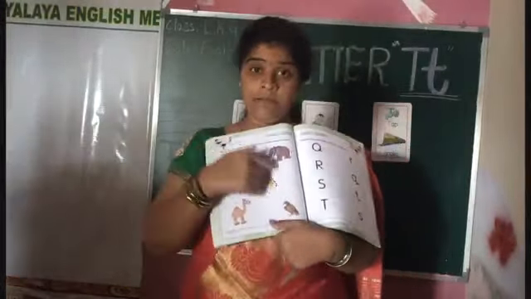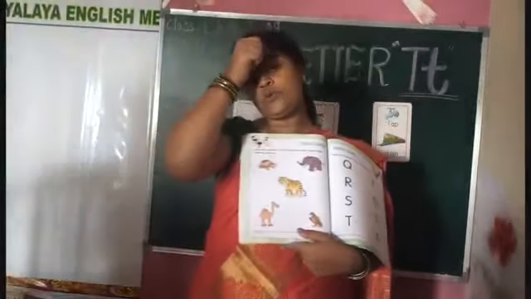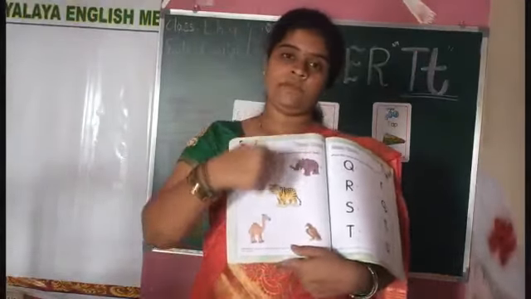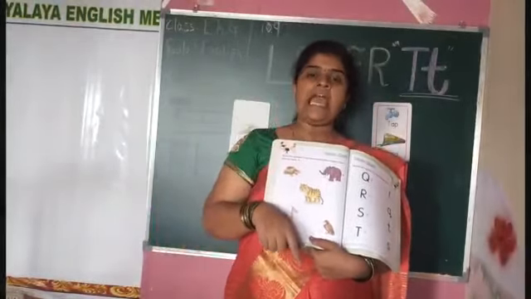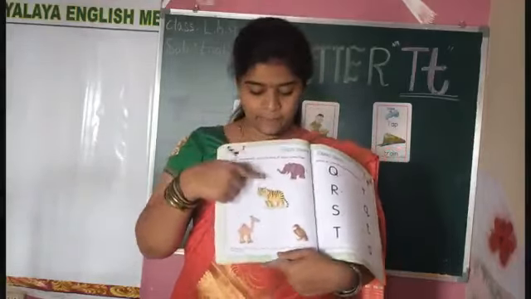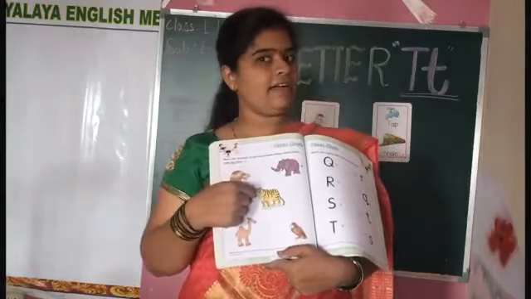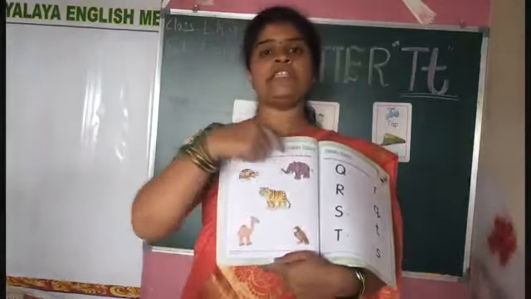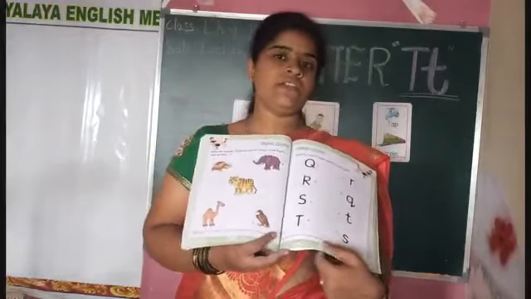Here they are given some pictures of animals. What you have to do here? You have to observe these pictures. Which animals begin with the letter T and which animals' sound comes as T. For example, T for tiger. T-t-tiger. Yes, children. One I told you; the other animals you observe, identify which animals they are, and circle.